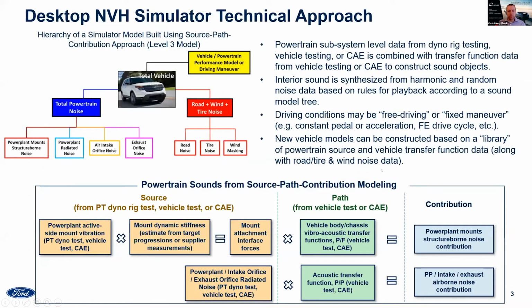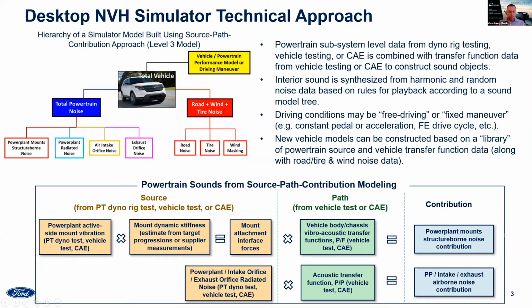At Ford Powertrain NVH, we are using a source path contribution approach to build up our simulator models. This is what we call a level 3 model. The process involves taking powertrain subsystem level data, which could come from dyno testing, from vehicle testing, or from CAE. We combine that source level data with transfer functions representing the vehicle, and that gives us the interior noise contribution.